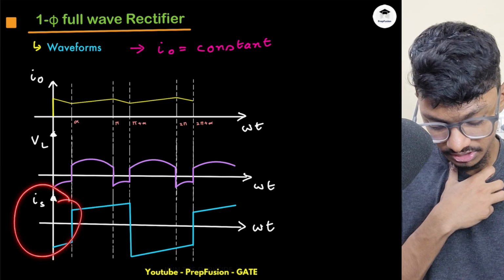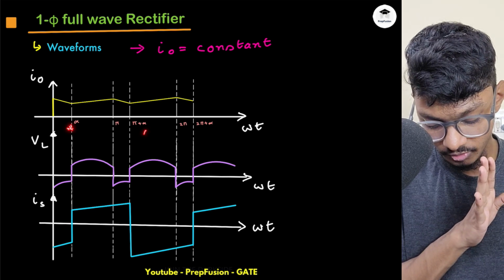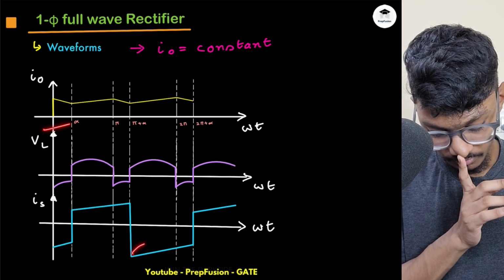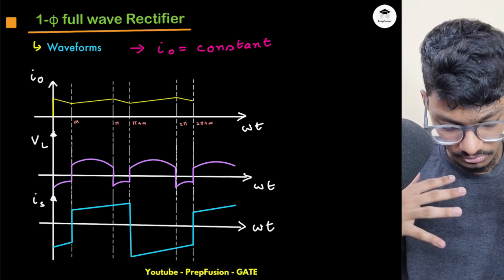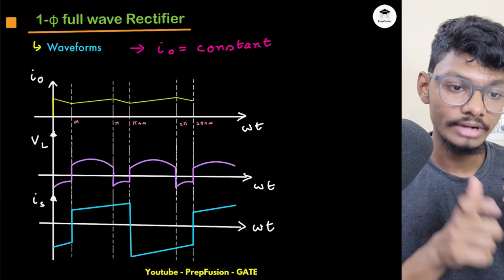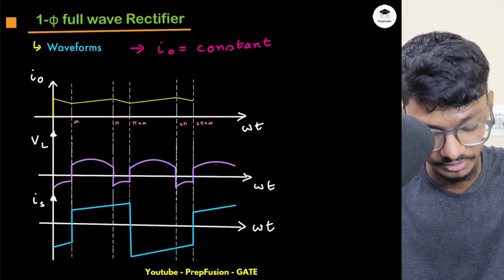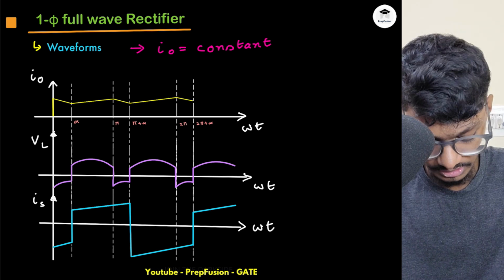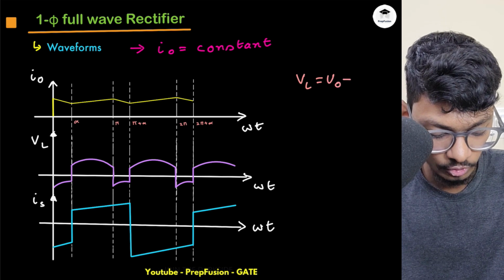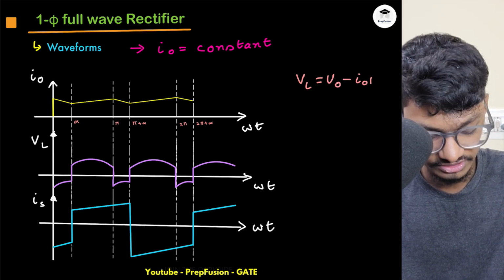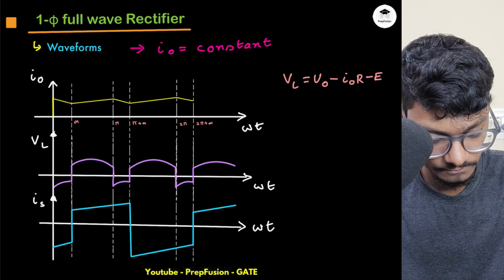And what will be the source current? Source current will be negative in the alpha period, from alpha to pi plus alpha it will be equal to IO, and from pi plus alpha to 2 pi it will again be negative. These will be the voltages across the inductor. Can you write the voltage expression? I cannot exactly write it, but what I know is my VL is VO minus IO into R minus E, if the current is almost linear.